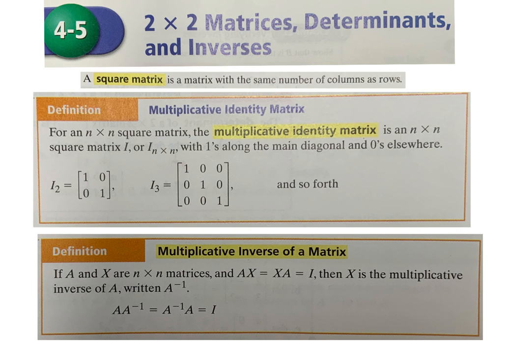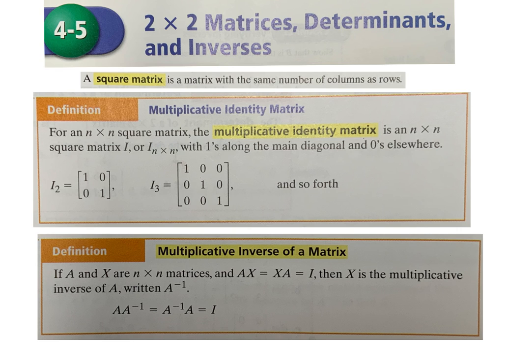And so just like in regular multiplication, you have a multiplicative identity matrix. This matrix, when multiplied by another matrix, doesn't change it. Just like the identity property, when you multiply by 1, it doesn't change the number. When you multiply by a multiplicative identity, the matrix actually stays the same.